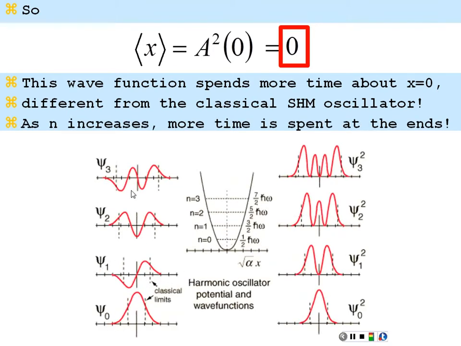So as your n increases, more time tends to be spent at the ends as you increase energy and as you increase your n number, which is what we're going to call our quantum number. But as you get down to the lowest energy state in your classical limits, then the particle is symmetric about 0 and is spending more time near that location.